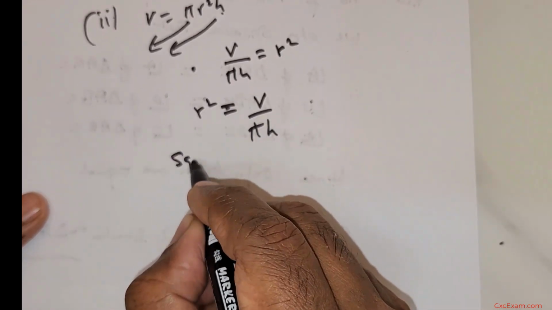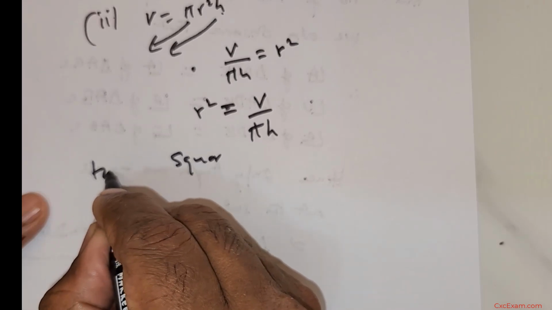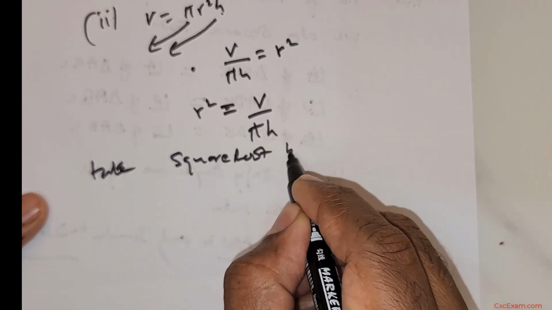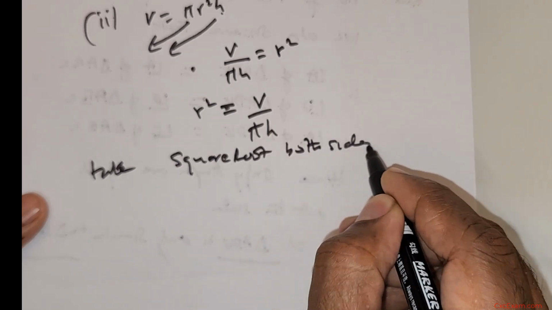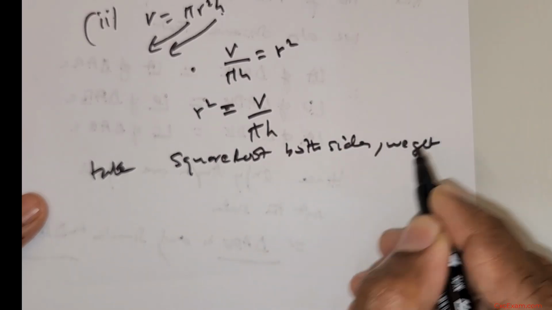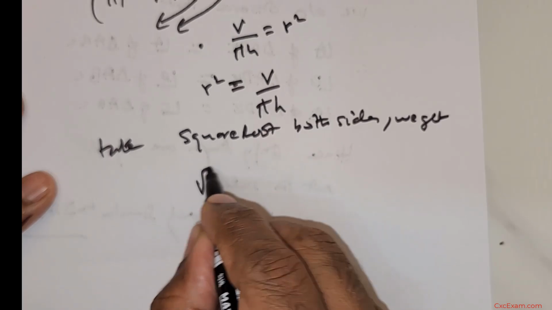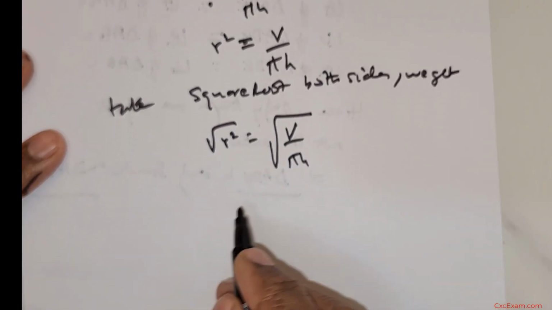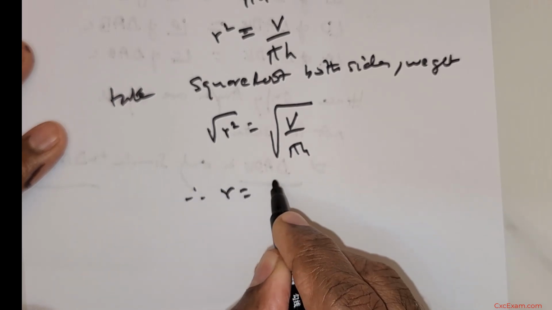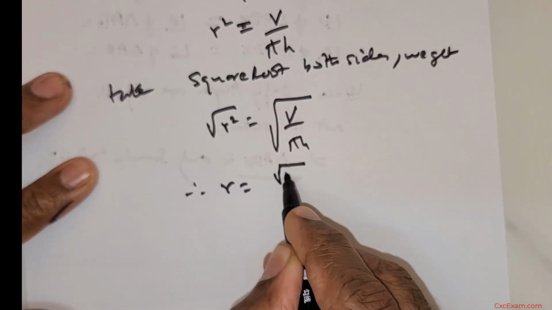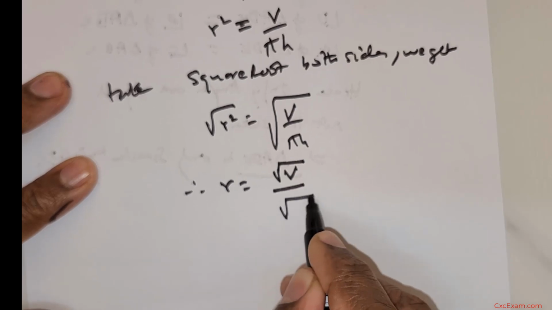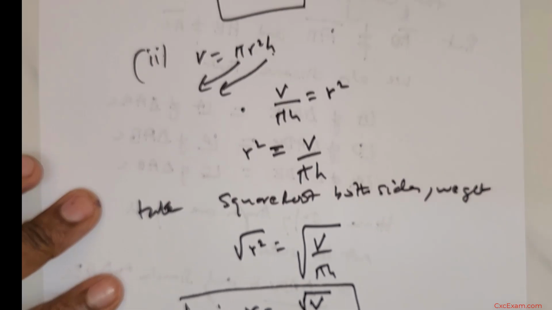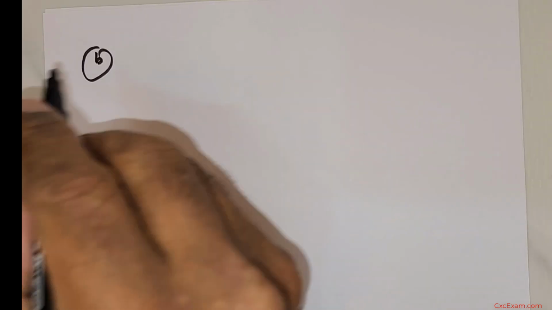Now you take square root both sides. So what happens here? Square root of r squared is equal to square root of V over pi h. So therefore r is equal to root of V divided by root of pi times h. So that is the solution for this question. So we move on.